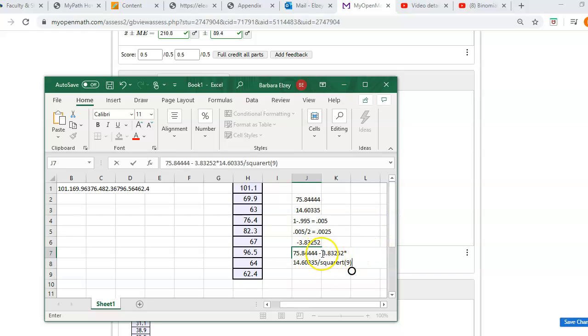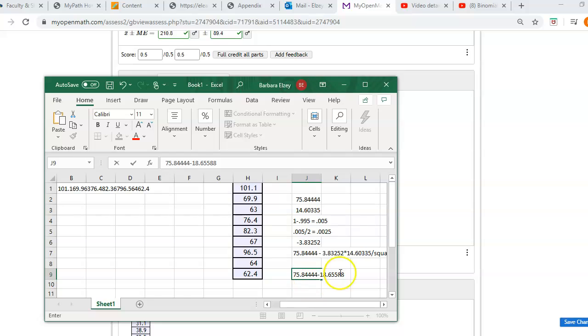Now, what I'll do first though is go ahead and do the right half of this in my calculator. So 3.83252 times 14.60335 divided by the square root of 9. And that ends up giving me 18.65588. I'll take it out about that far.